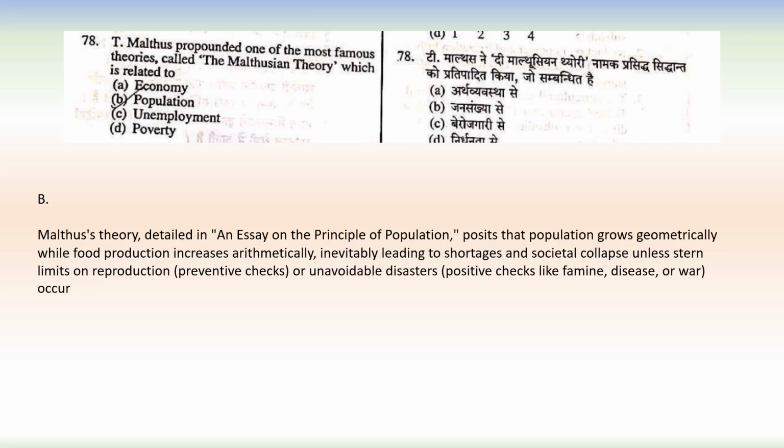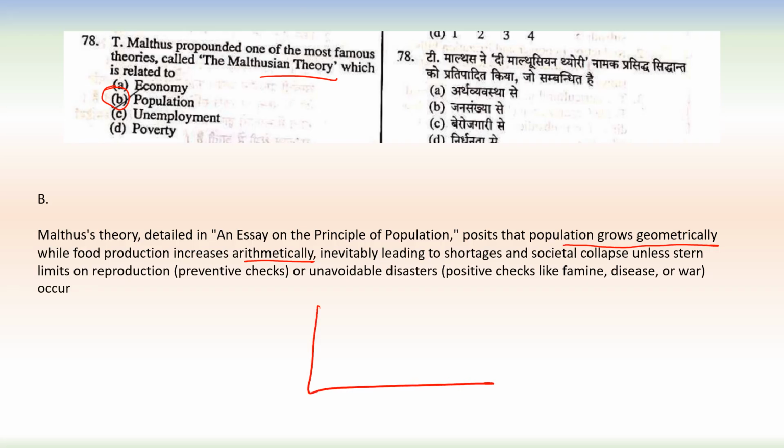Next question. T. Malthus propounded one of the most famous theories, called Malthusian theory, which is related to population. We have seen earlier that he propounded that the population grows geometrically while food production increases arithmetically. So we have seen this graph.